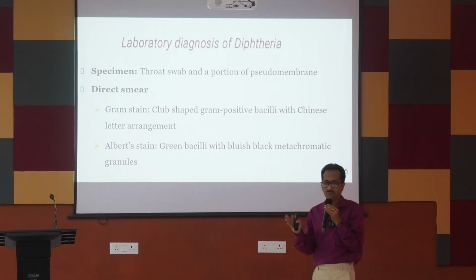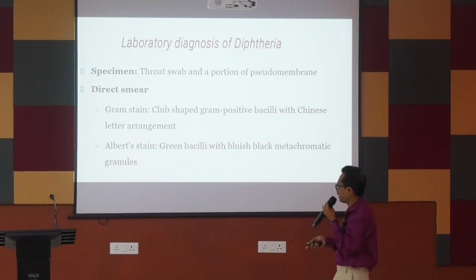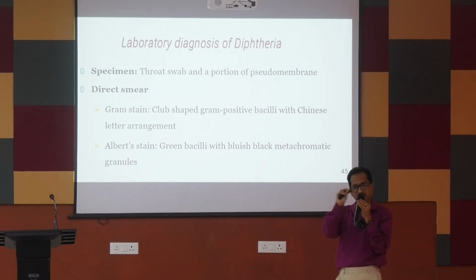This dictum will be followed. The primary smear is done either by gram stain, but when you are suspecting diphtheria, always mention in the investigation form Albert stain also. Because laboratory people may miss it if you don't mention the diagnosis of Corynebacterium diphtheriae. So when you are sending swabs suspecting diphtheria, always mention Albert stain.